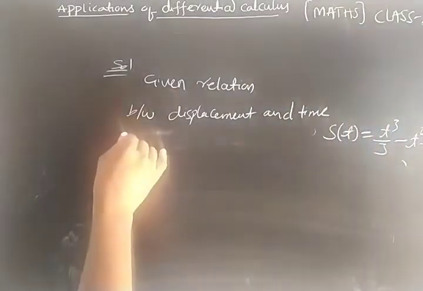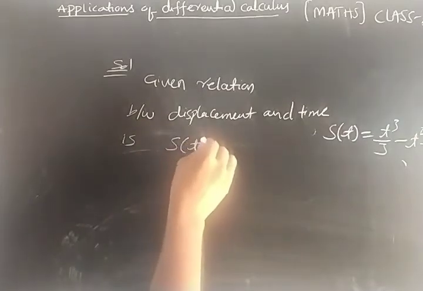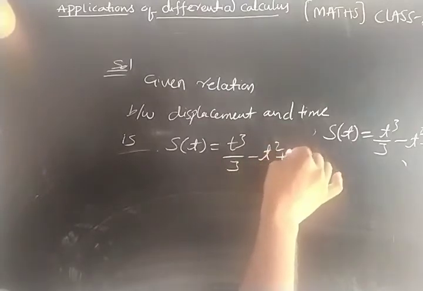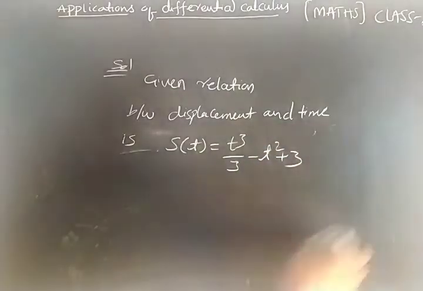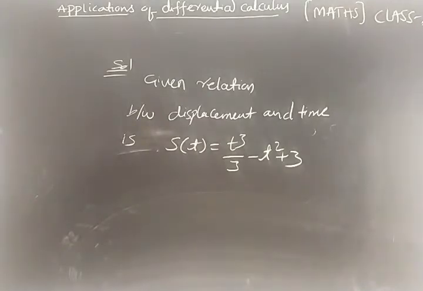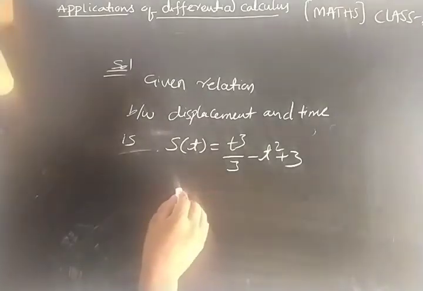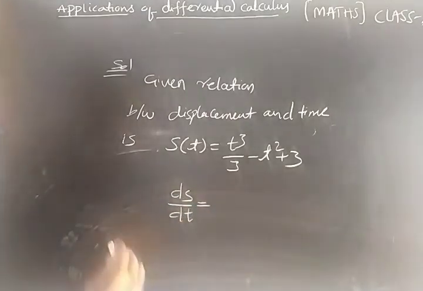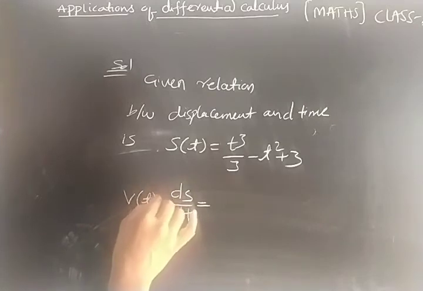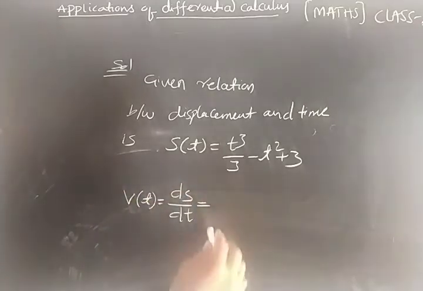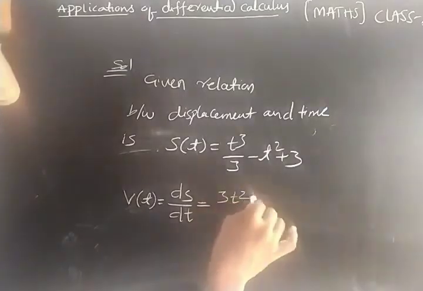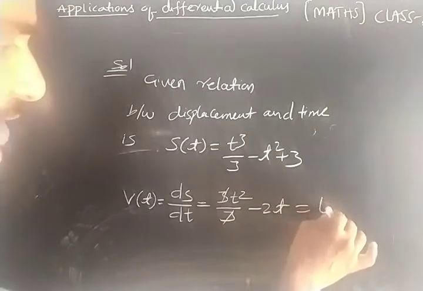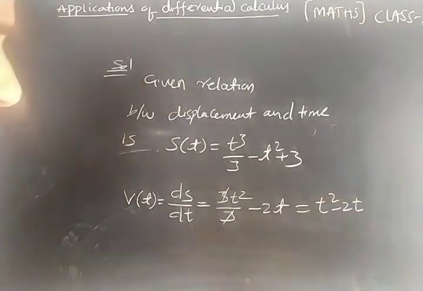Displacement and time: S of t is equal to t cubed by 3 minus t squared plus 3. This is the relation between displacement and time. Now find ds by dt. Differentiate displacement with respect to time, that will give the velocity of the particle, right? V of t is 3t squared by 3 minus 2t. The 3 cancels, so this is t squared minus 2t, right?